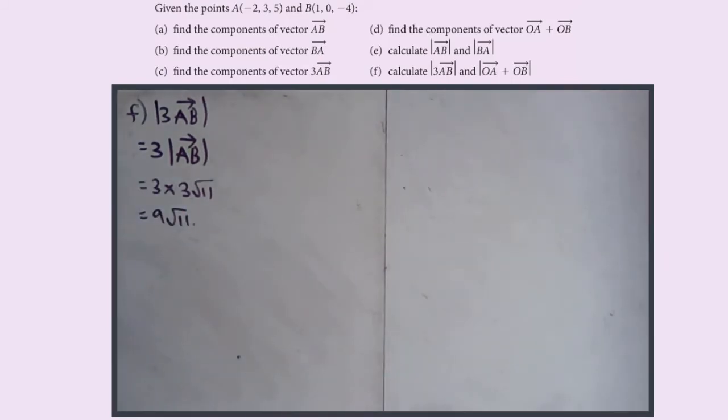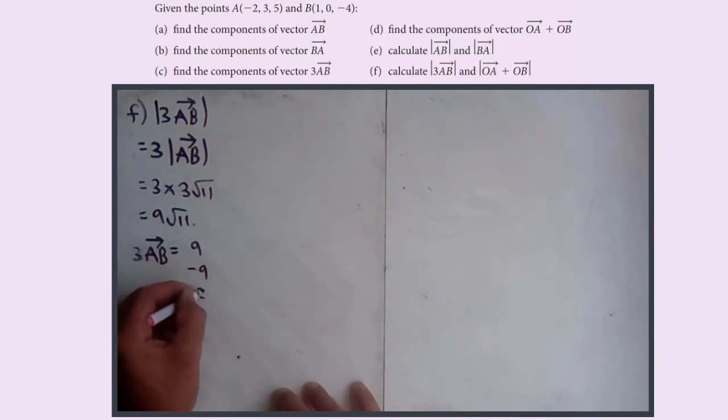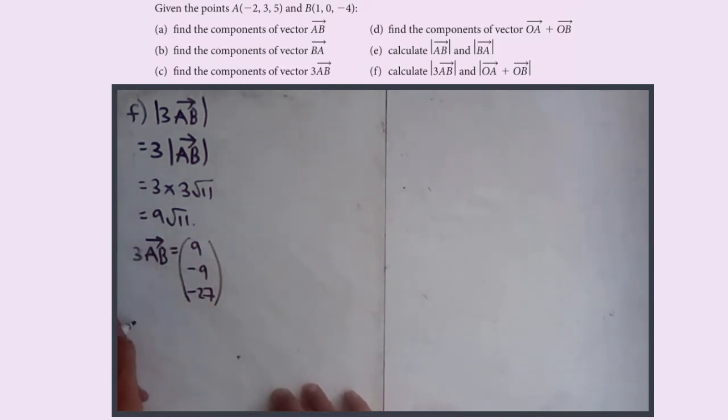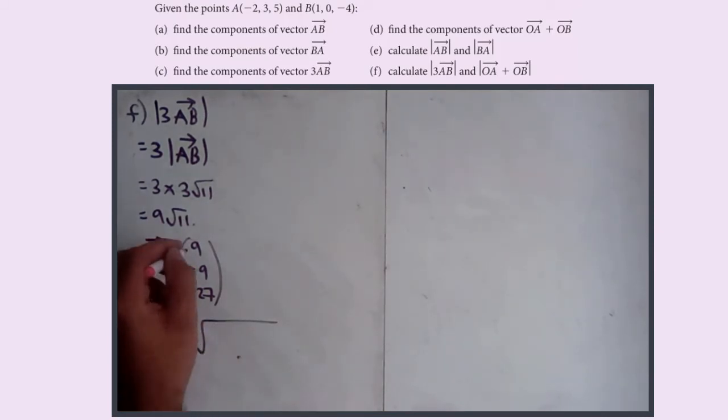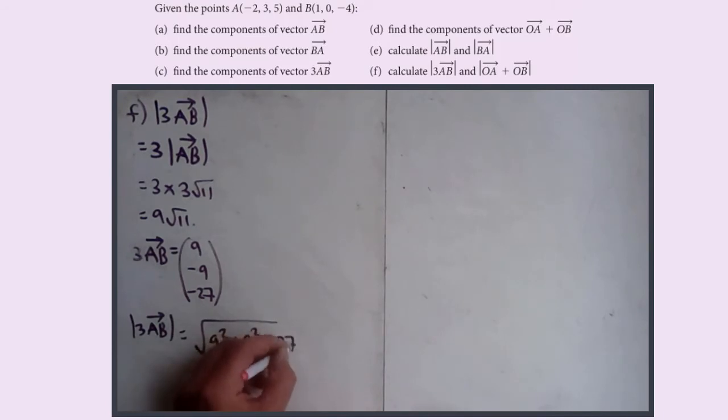So, and if you want to go the longer way round, well, we already knew from part C that 3AB equals 9, minus 9, minus 27, like that. So that must mean that the magnitude of 3AB must be the square root of, well, it's going to be 9 squared plus, and you can put minus 9 squared, but I'm just going to put 9 squared. You're always squaring these things, so forget the negative. So 9 squared plus 9 squared plus 27 squared.